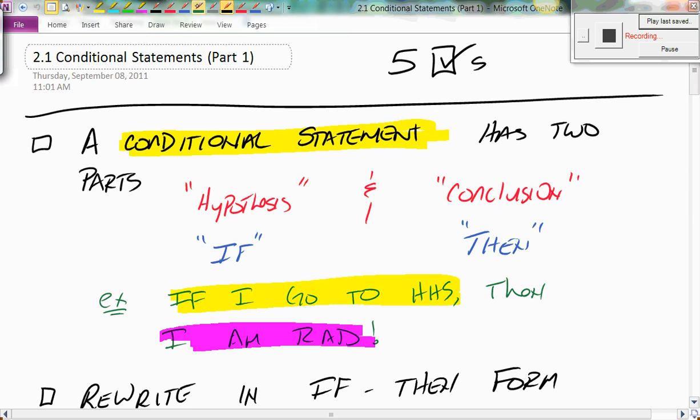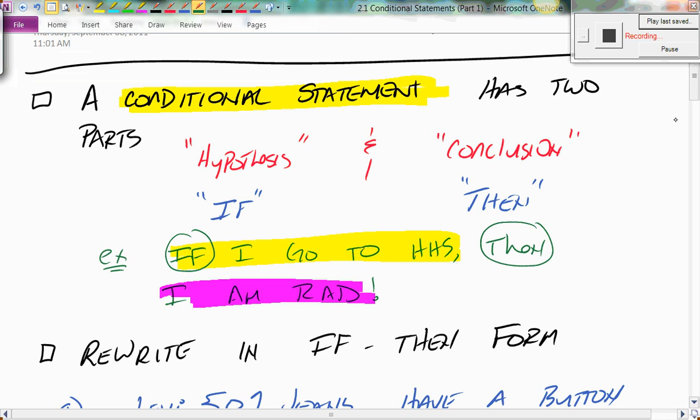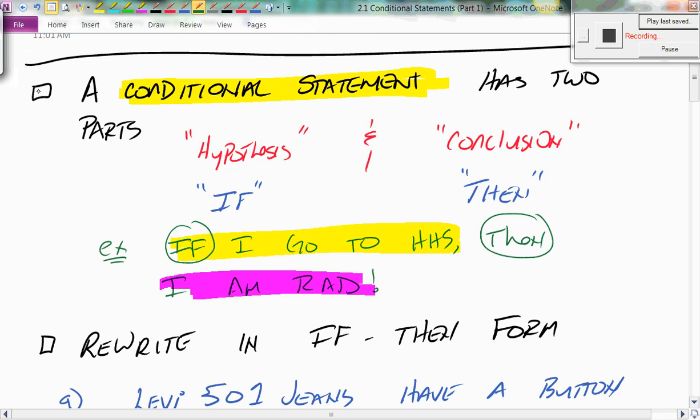So here's a little example that we came up with today. If I go to Healdsburg High School, then I am rad. This is an if-then statement. Here's the if part. Here's the then part. If we try to identify the hypothesis of the conditional statement, the hypothesis part is if I go to Healdsburg High School. This is the first part. It comes after the if. It's the hypothesis. The conclusion of this conditional statement is I am rad. So that's the first thing that we did together in class today.